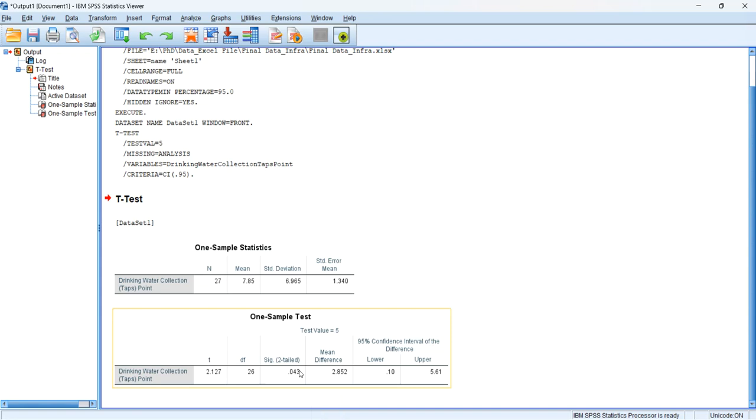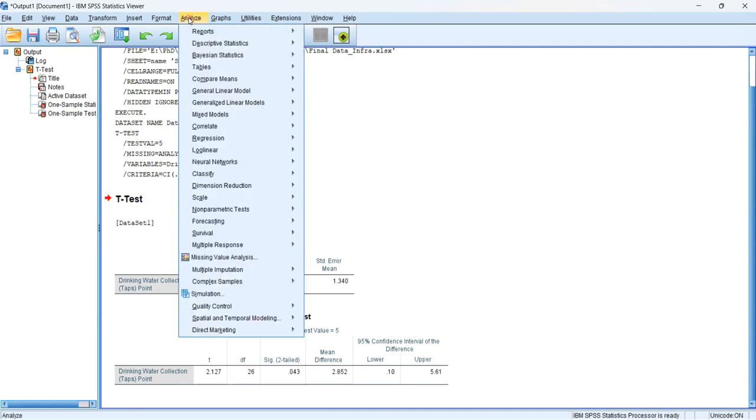Some stations are high, some stations are very low. I put the value 5 as the considerable figure, more than 5 and less than 5, so there is a mean difference from the value of 5. So that is significant, less than 0.05, 0.043 actually.